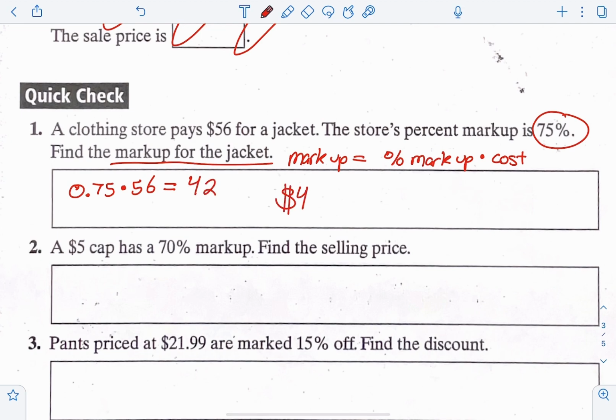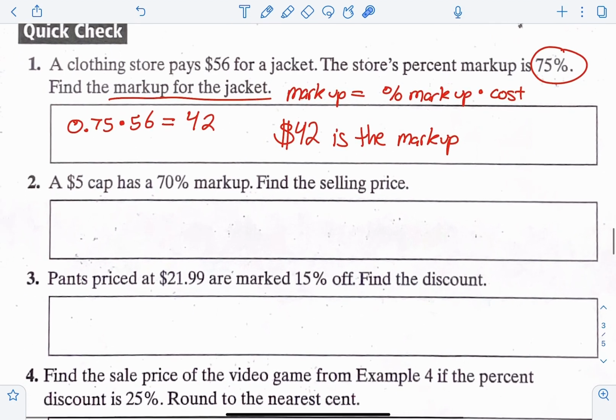So $42 is the markup. You just had to show 0.75 times 56 that you got 42, and make sure you write 42 is the markup, or 42 equals markup, and have a dollar symbol.